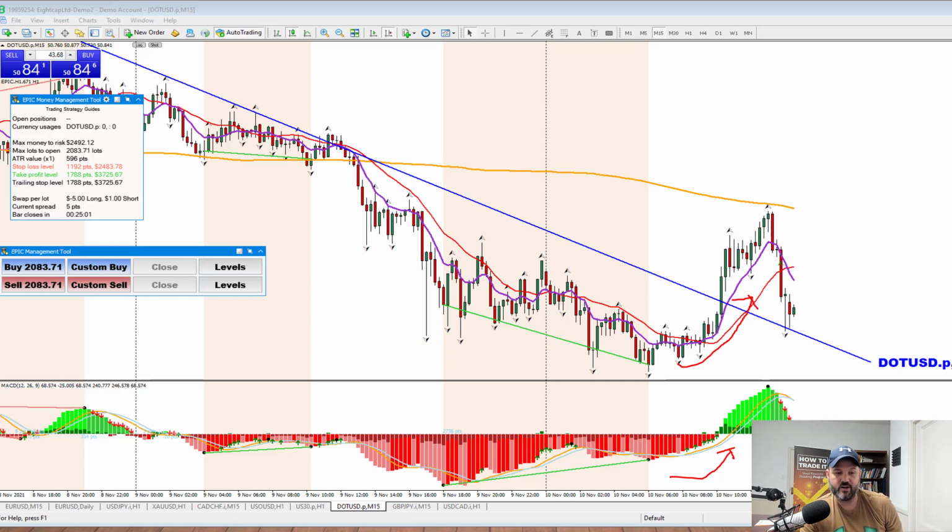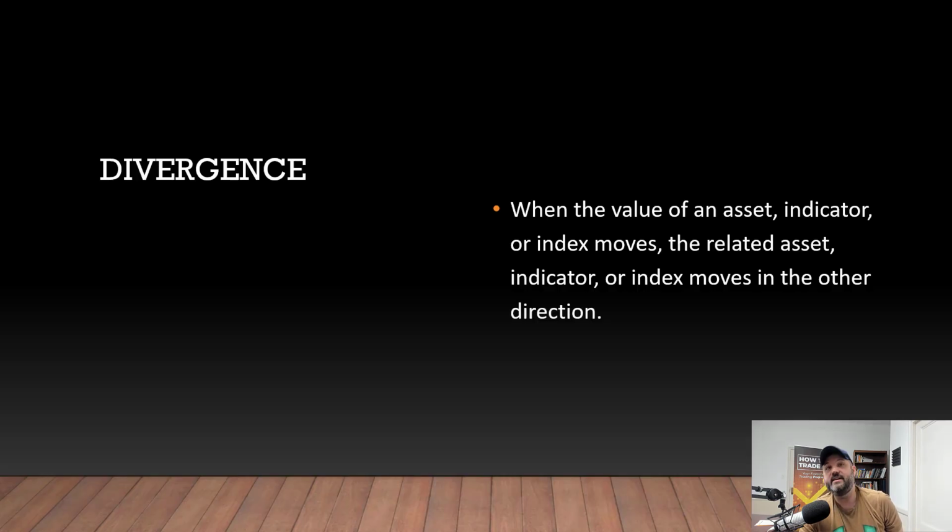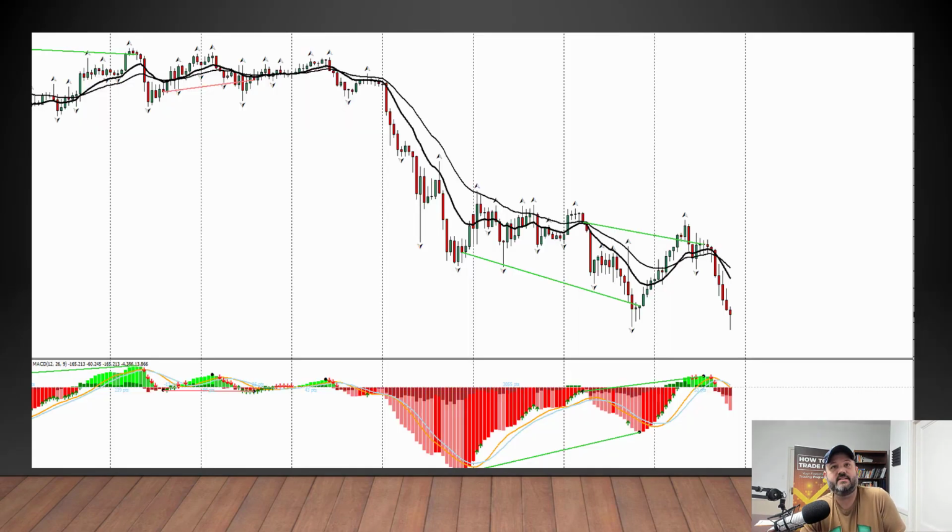Okay, good. Now we're going on to the next one, which is divergence. So what is divergence? Divergence is when the value of an asset, indicator, or index moves and the related asset, indicator, or index moves in the other direction. So whereas convergence is moving in the same direction, divergence means it's moving in the opposite direction. Let's go ahead and take a look at the slide here.